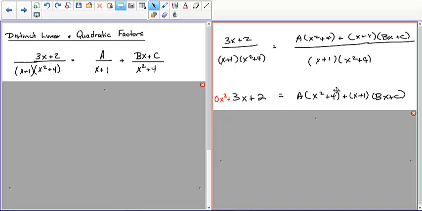So, in contrast to what we did with distinct linear factors, here we can't set x equal to some value and make things disappear completely. I mean, I guess I could make x equal -1, and that would make that go to 0. So we could get a, but you can't get b and c by doing that.